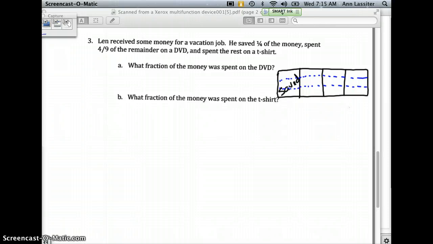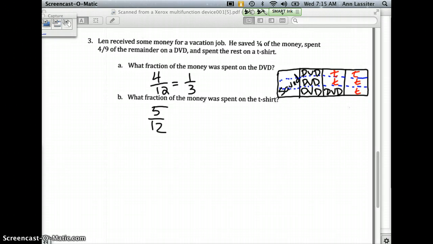So it says that of these that he spent, 4/9 went to a DVD. So I'm going to write DVD, DVD, DVD, DVD. And then the rest is on a t-shirt. So I will put a T in there for each of those. Now the question is, what fraction of the money was spent on the DVD? So you can see there are 4 sections, but you have to do 4 of the total 12, which is 1/3 of the money. What fraction of money was spent on the t-shirt? There would be 5/12.